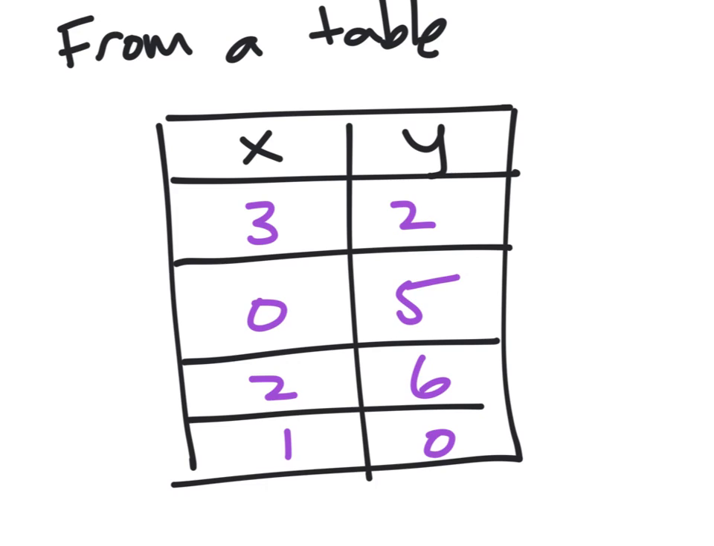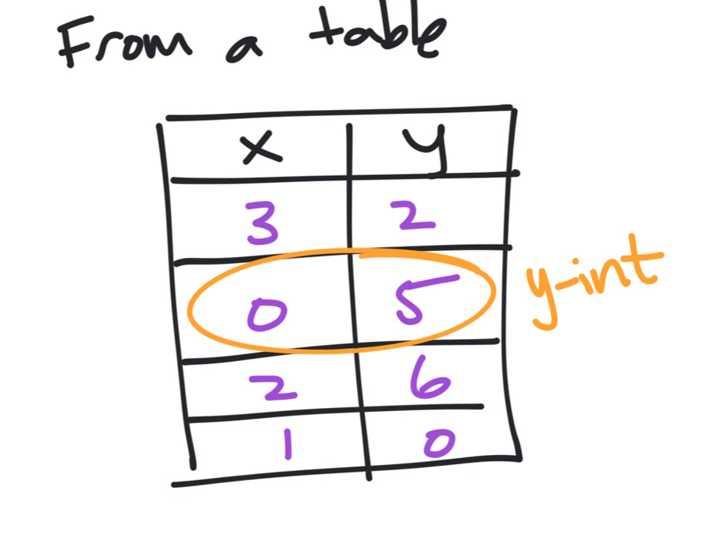If you're asked to find specific x and y-intercepts from a table, well, just think, at a y-intercept, x equals 0. Look right here, that x equals 0, so this must be a y-intercept. And at an x-intercept, y equals 0, so this must be an x-intercept. But what if it wasn't that clear?